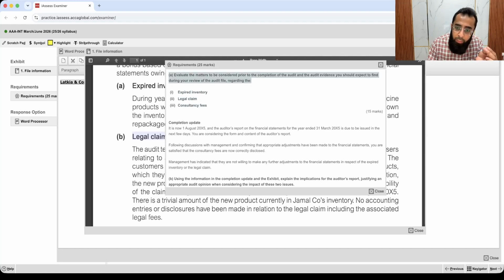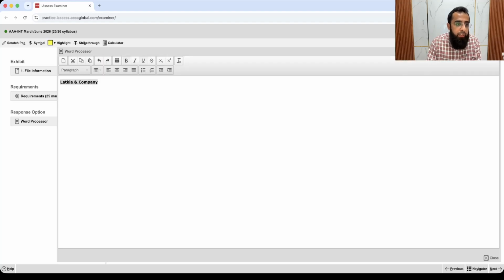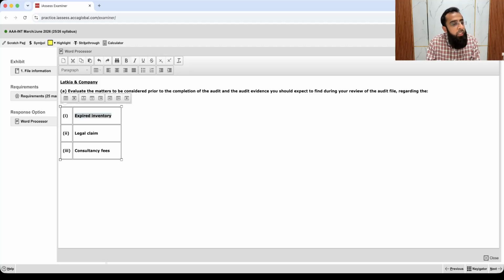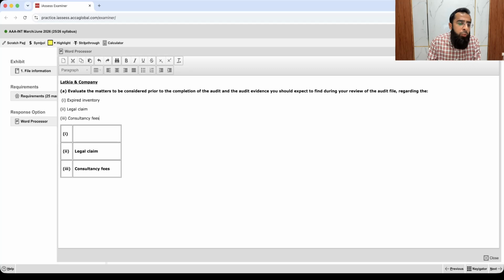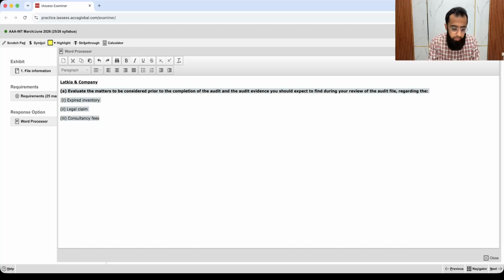You need to talk about matters to consider and audit evidences. I would say it is one of the routine requirements which come in the examination. Okay, so part 1, expired inventory, part 2, legal claim, and part 3, consultancy fees. Okay, a very routine requirement in which you need to talk about matters to consider and audit evidences. Now, what I'm doing is that rather than reading all of them together, I will solve them one by one. Okay, the first one is expired inventory. I want you all to listen to me carefully.